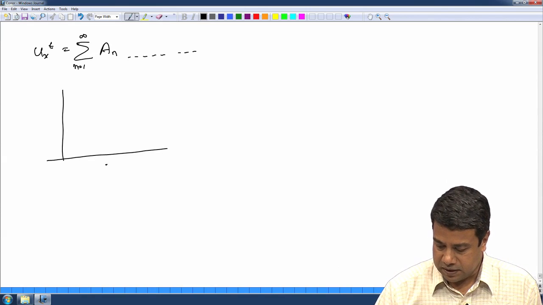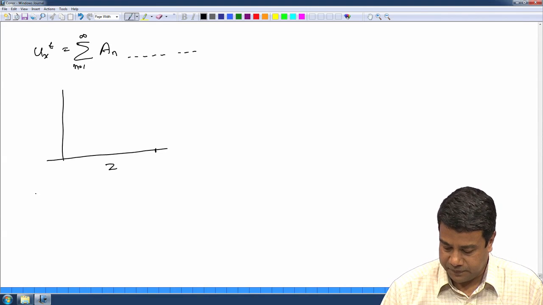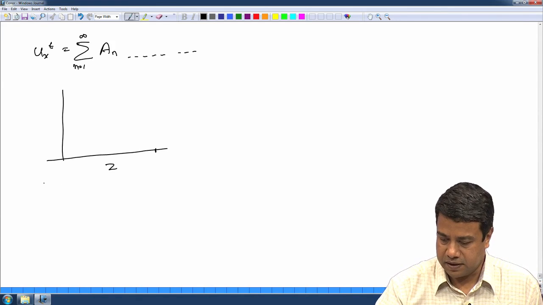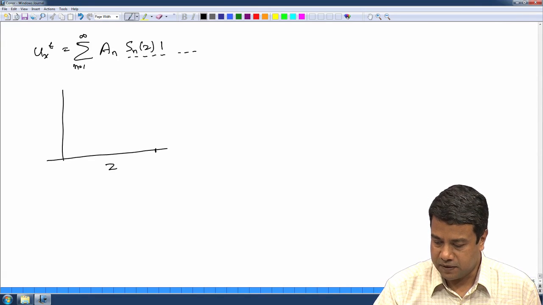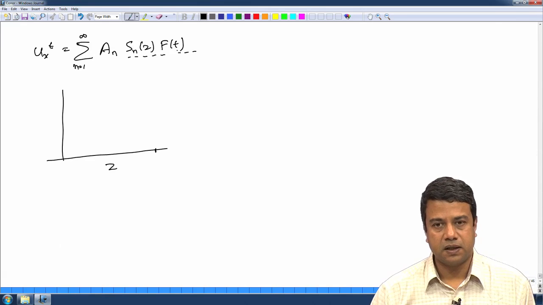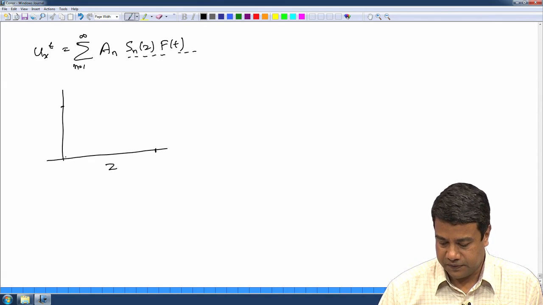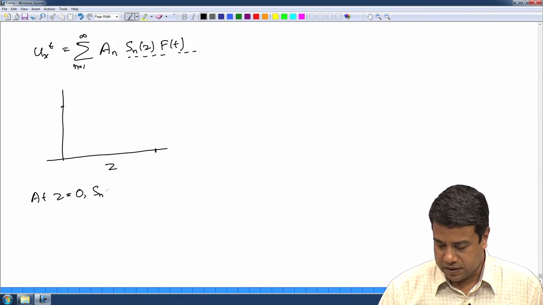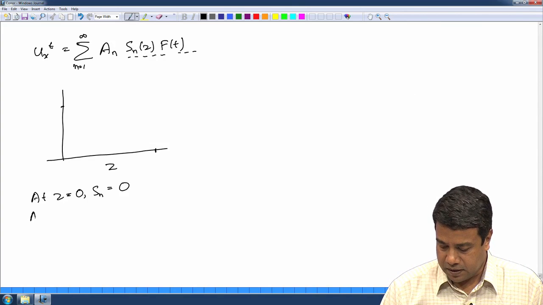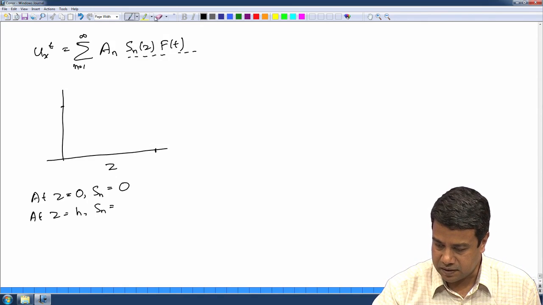As a function of z, each of these functions, let us call it S n of z, times some function f of t. Each of these functions should be equal to 0 at z is equal to 0, and at z is equal to h, S n has to satisfy the derivative condition.